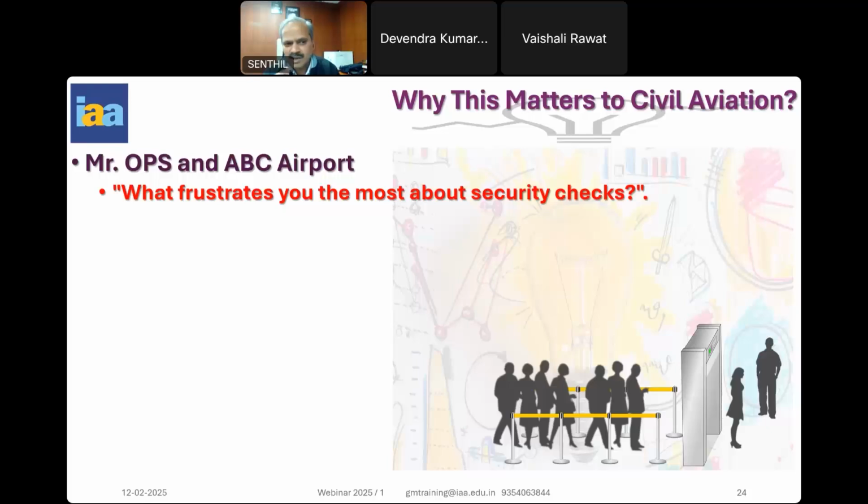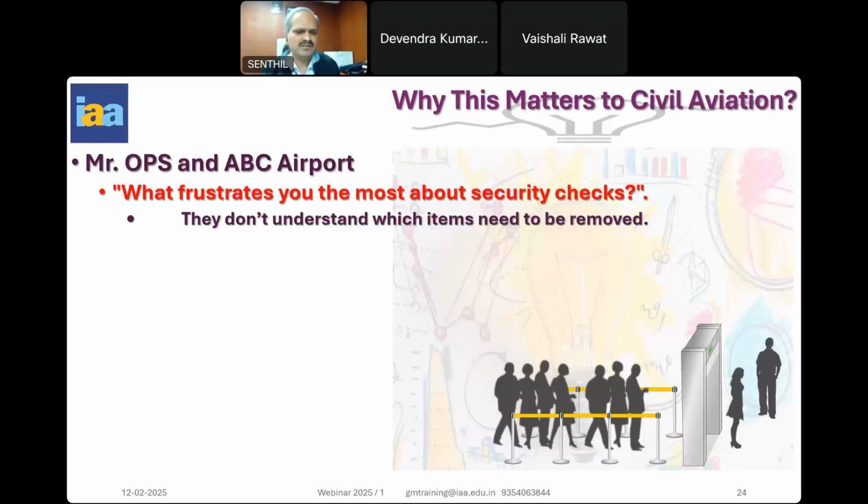So he is asking what frustrates you the most about the security checks. Why are we asking? Now that the passengers feel comfortable, somebody is ready to listen to me, so I can communicate my pain points. So they say most of them don't understand what items need to be removed from the baggage.